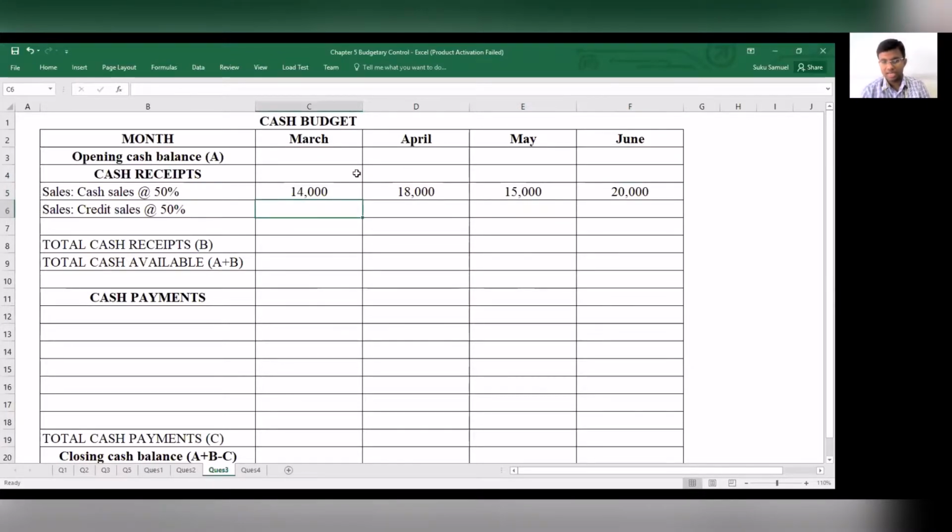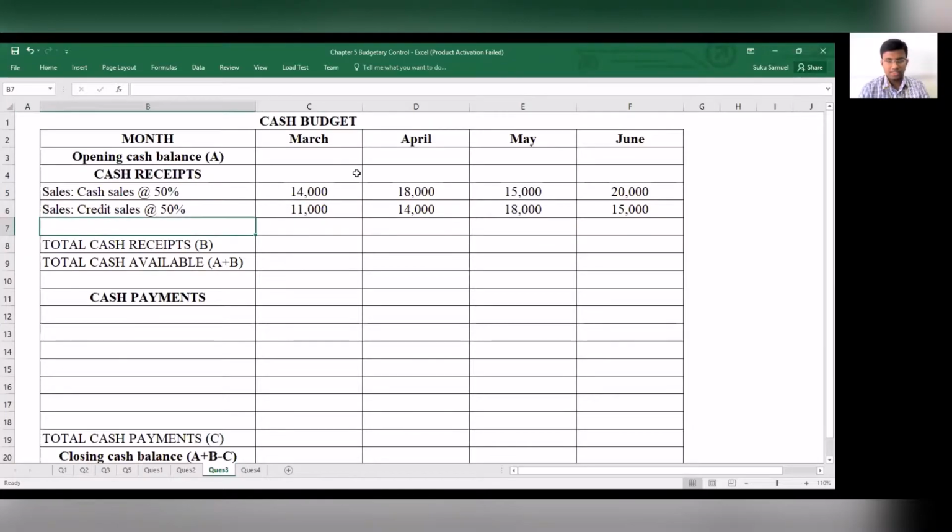Now we have to move on with the credit sales. Condition for credit sales is 50%, with 1 month delay. So in the month of March, you would be settling the 50% of credit sales which happened in February. February's sale was 22,000. Of this 22,000, you will be settling 50%, which is 11,000. Now, in the month of April, you will be settling the credit sale for the month of March, which is 14,000. Month of May, you will be settling for April, which is 18,000. And in the month of June, you will be settling for May, which is 15,000.